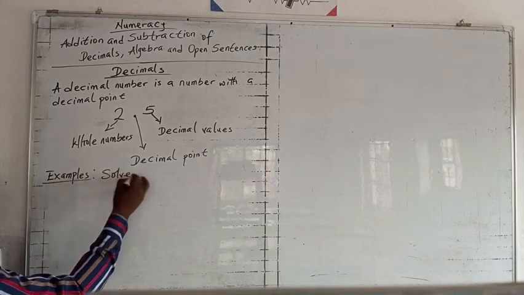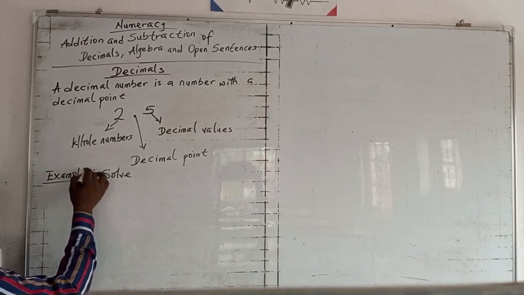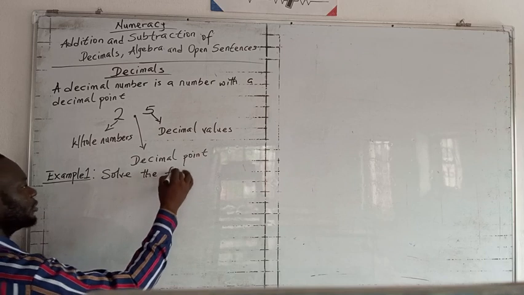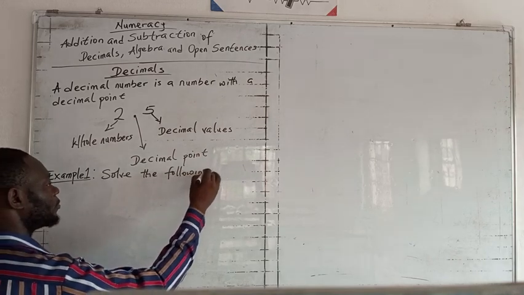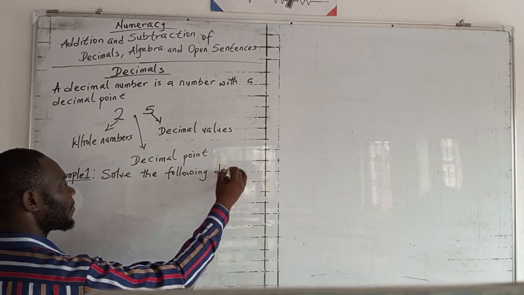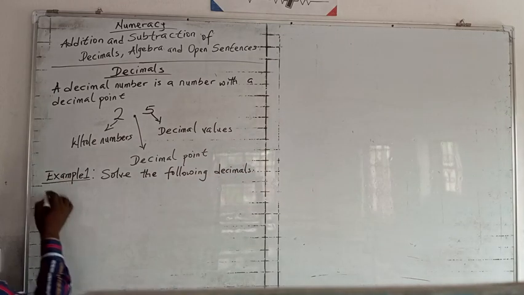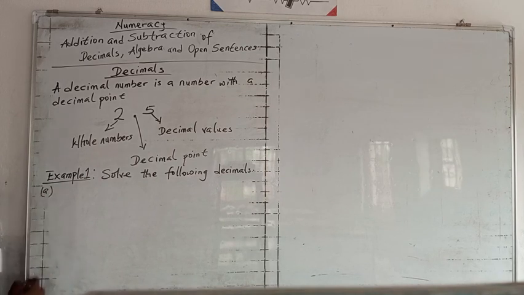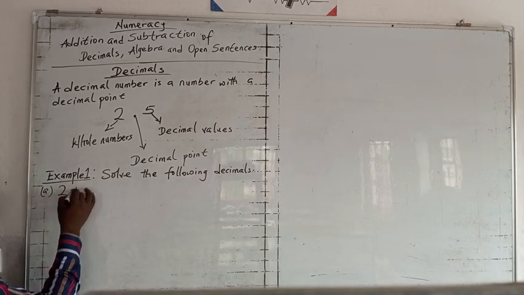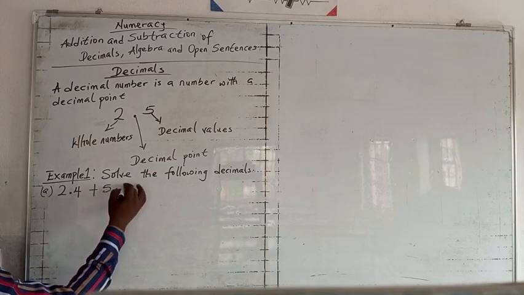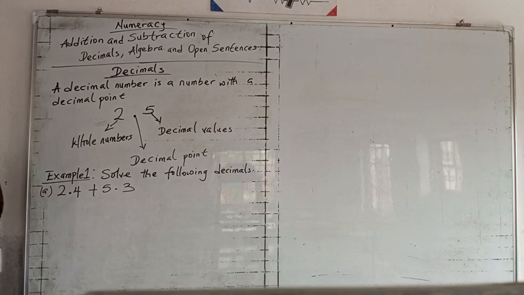Solve, let me call this example 1. Solve the following decimals. Number A: 2.4 plus 5.3. So, solution.